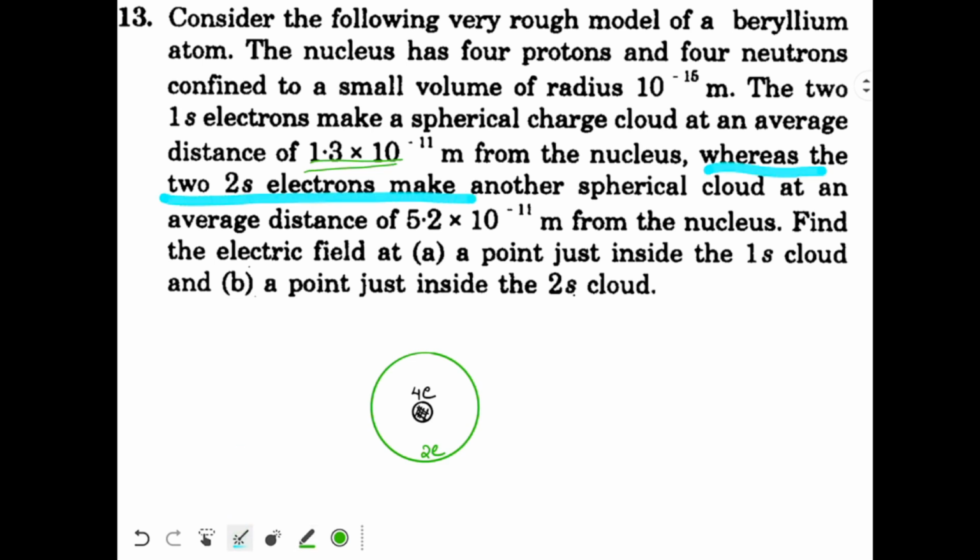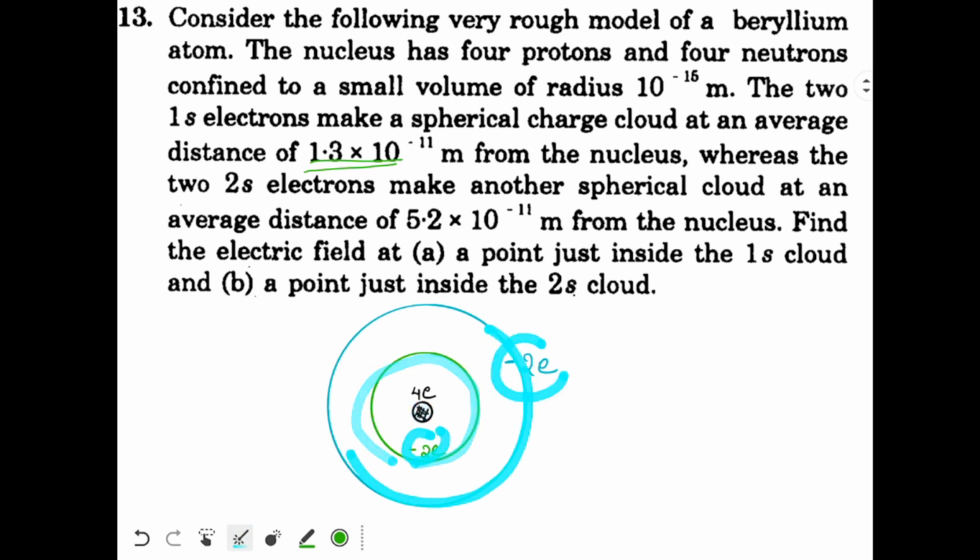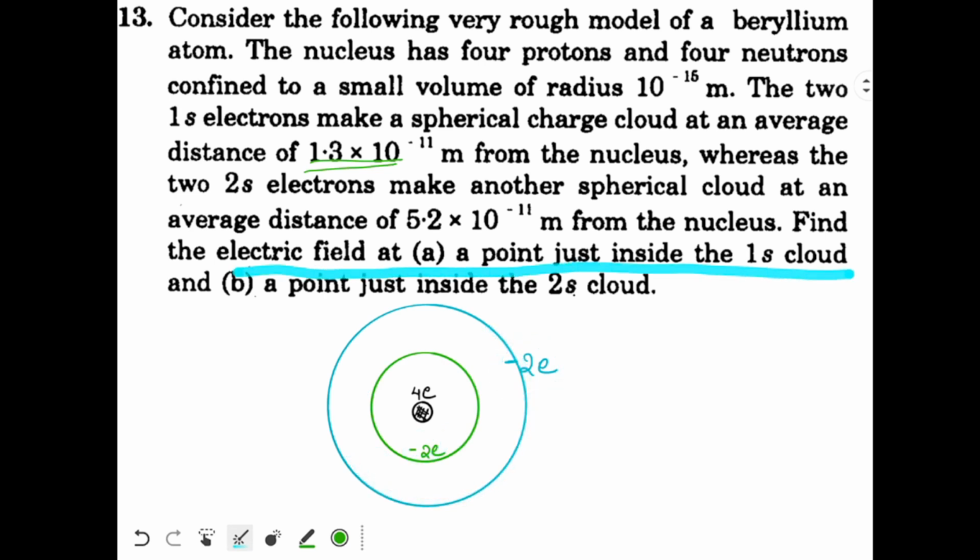Whereas the two 2s electrons make another spherical cloud at an average distance of 5.2 into 10 power minus 11 meter from the nucleus. So we have one more shell of the remaining two electrons. This again has charge 2e, actually minus 2e I should write down, correct, because they are electrons of negative charge. So this is the model. At the center we have a nucleus of charge plus 4e, then a shell of charge minus 2e, then one more shell of charge minus 2e. Find the electric field at a point just inside the 1s cloud.